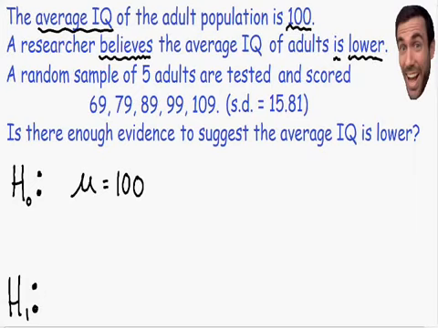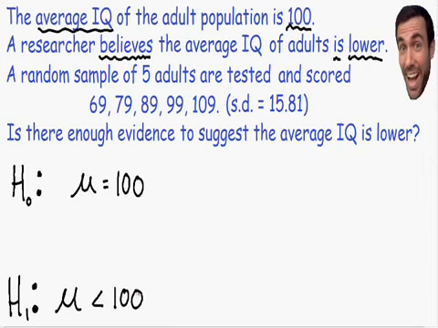So our alternative hypothesis is that the average, which is written with this Greek letter mu, the average is lower than 100. It has decreased. So our alternative hypothesis is that the average is less than 100.